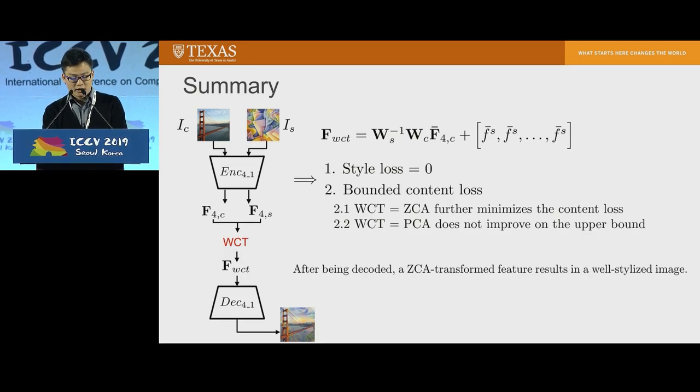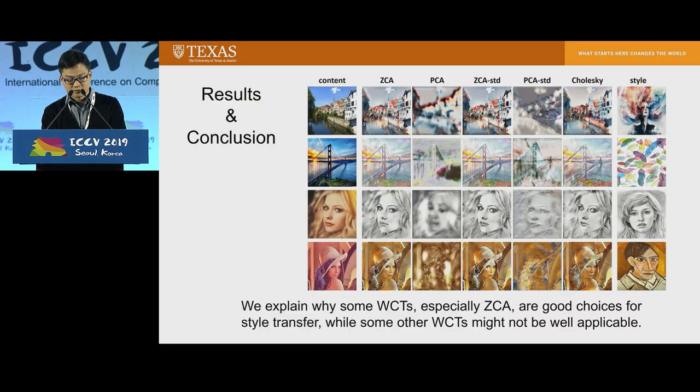And we can confirm this conclusion from the experiment. As you can see, some WCTs like ZCA in the first column can preserve content well. However, with some WCTs like PCA in the second column, the content is not well preserved.